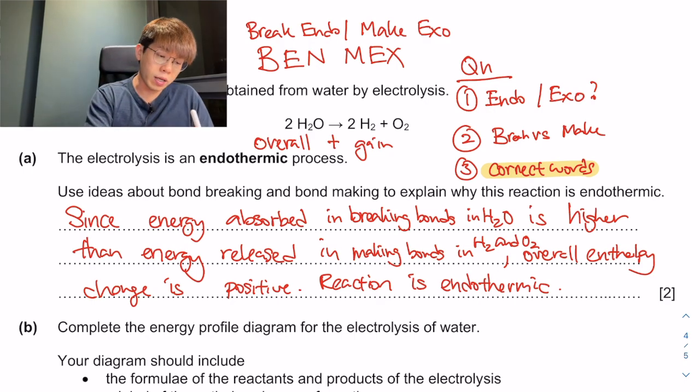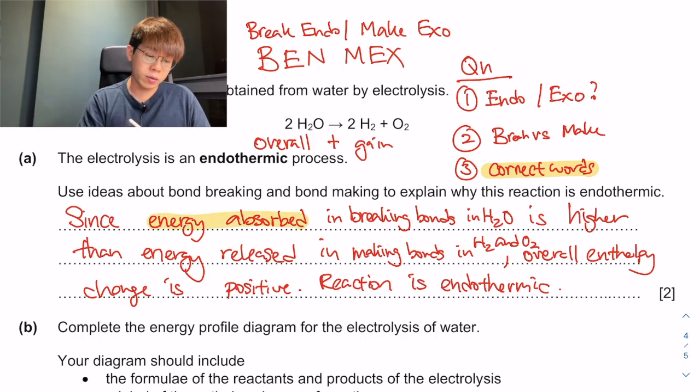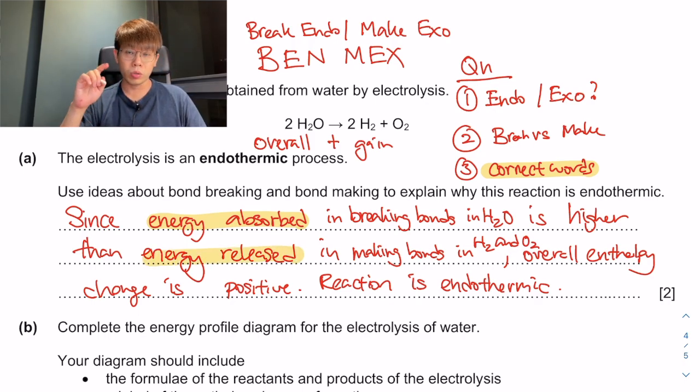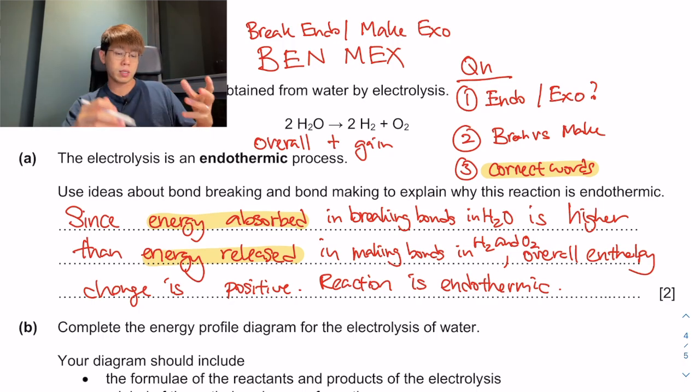Now, which words are non-negotiable? You must say energy absorbed. It cannot be anything else, and you must say energy released. These two are non-negotiable. So this is the final answer.